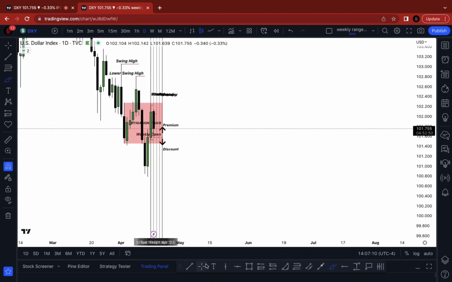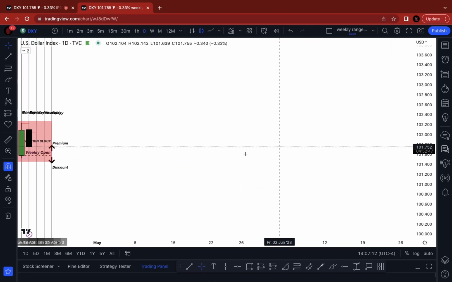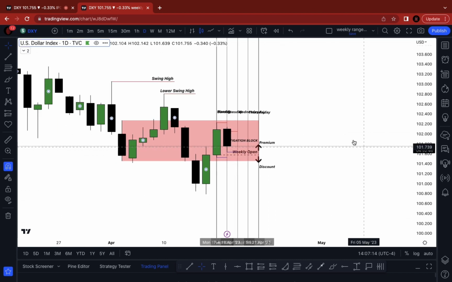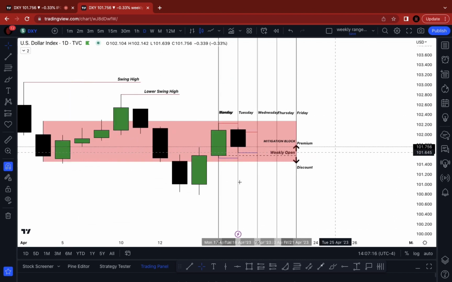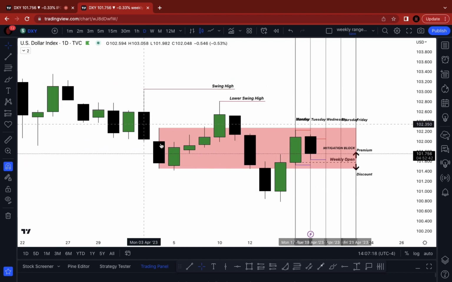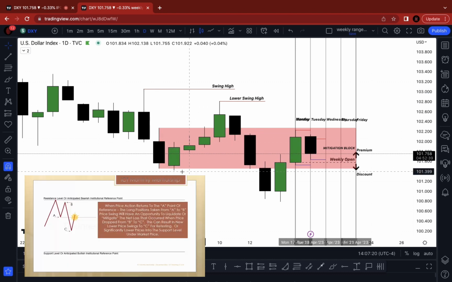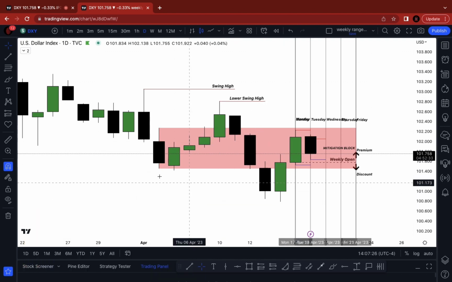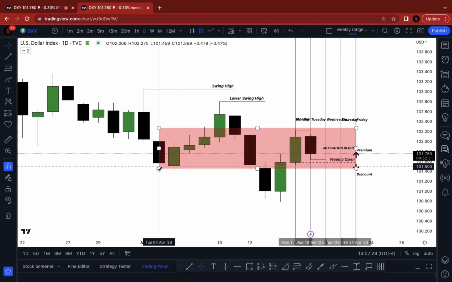So if you look at this on the daily, and you look at it from this perspective, you can see that we have a potential mitigation block that ICT teaches. So we have price coming down, high point coming down, running back up, making a short-term rally, failing to break this high, drops down once more, and now it's trading back into the low that it created here.